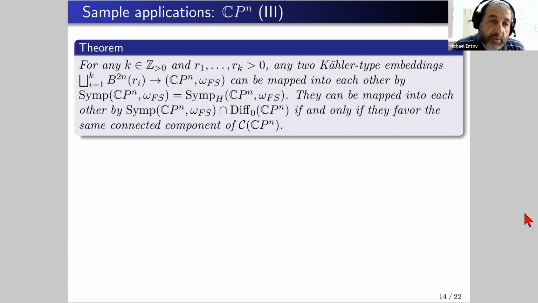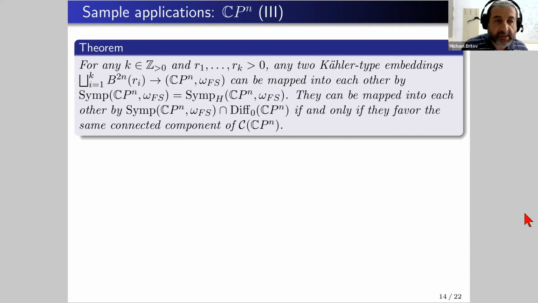But this is something we do not know in general. If you give me two Kähler-type embeddings, how do I know whether they favor the same connected component or not? That's the complication of the picture. So that's as good as we can get.